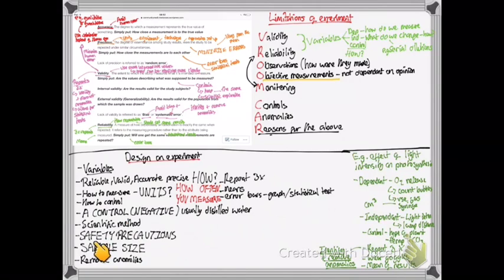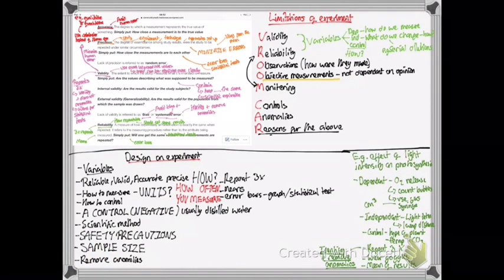You will nearly always get a mark for your safety precautions, so stuff like wearing goggles, wearing gloves, if you're using toxic things, use a fume cupboard, things like that, all things you should be aware of. Just make sure you know a list of safety precautions and pick the one that's relevant to the experiment, and you should get a mark for safety.